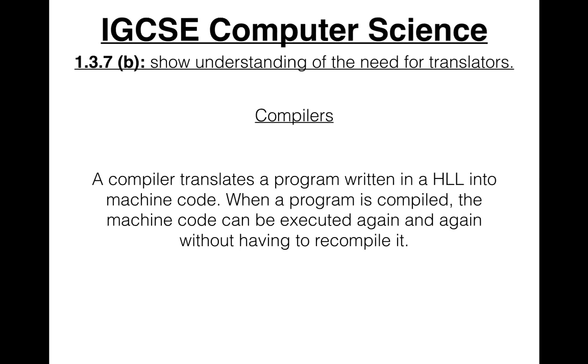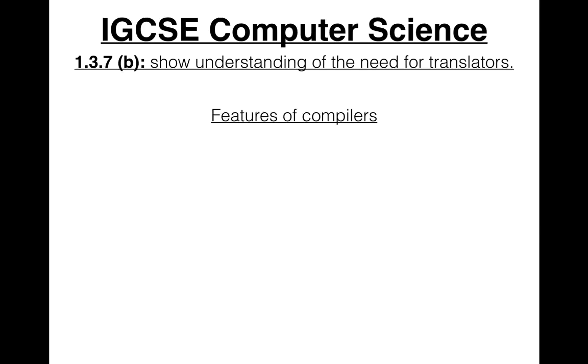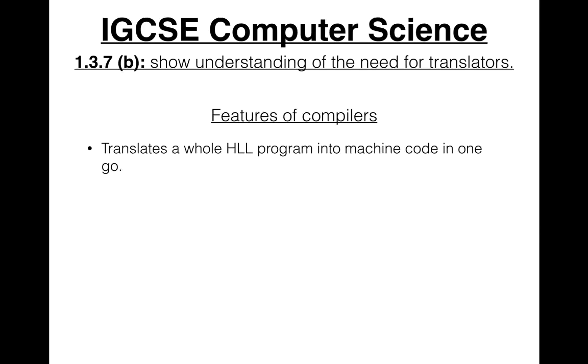So a compiler translates a program written in a high-level language into machine code. When a program is compiled, the machine code can be executed again and again without having to recompile it. So features of compilers: they translate a whole high-level language program to machine code in one go. They produce an executable file of machine code which you can then run.